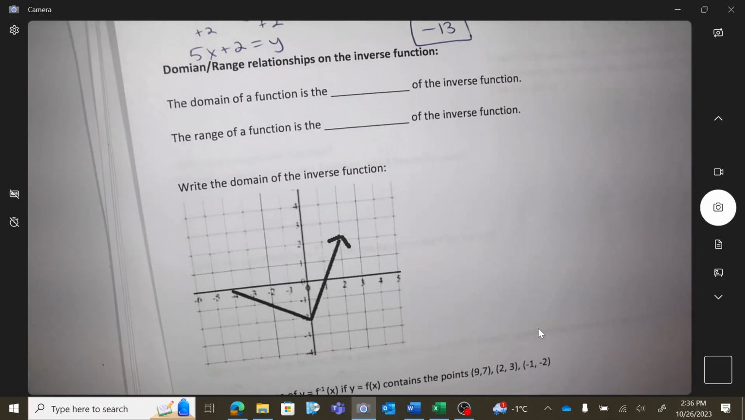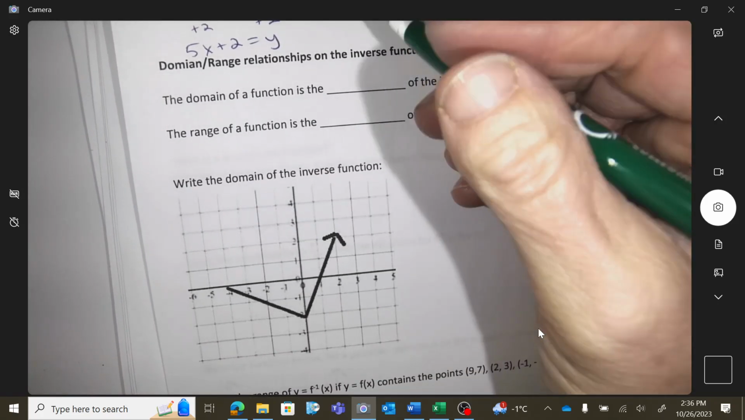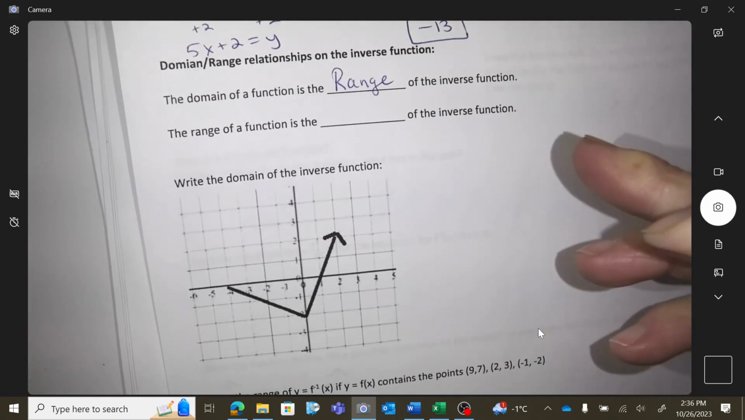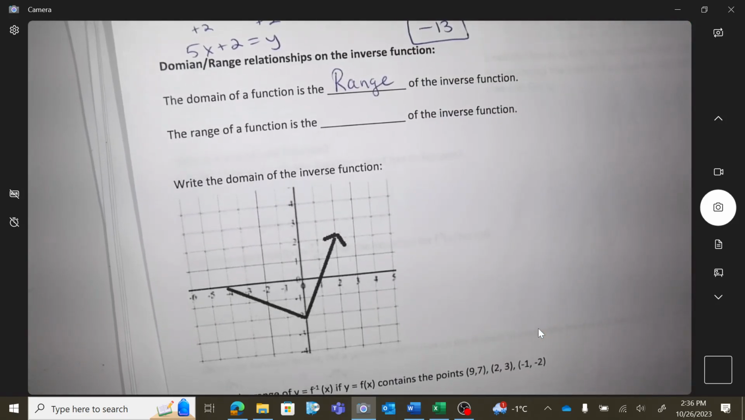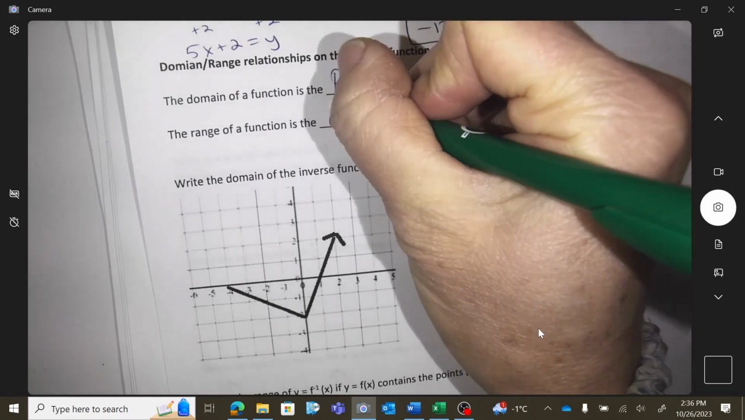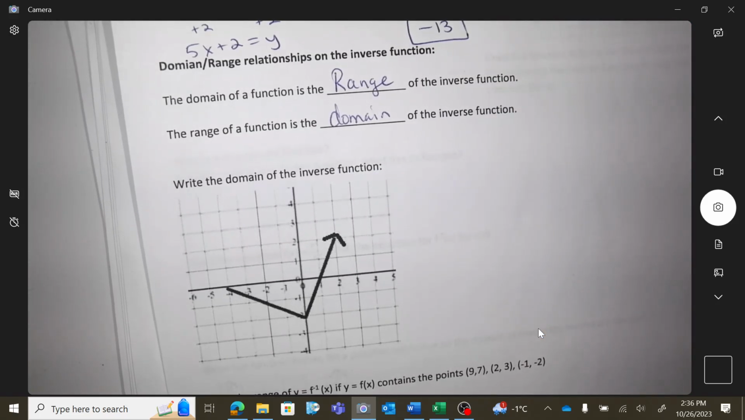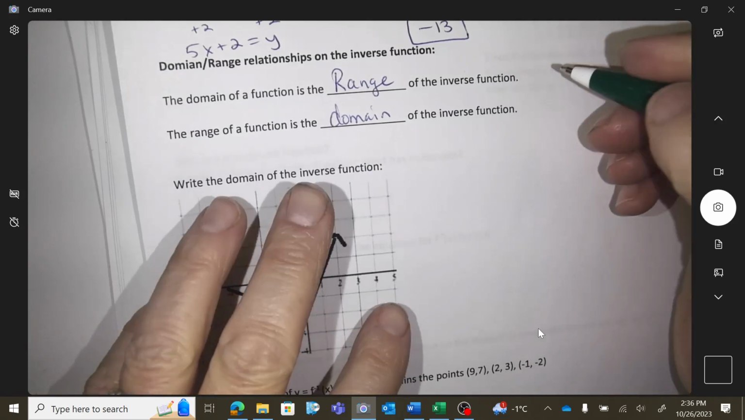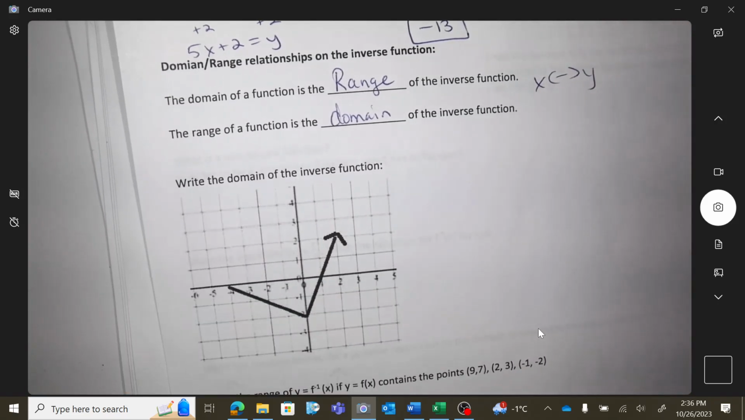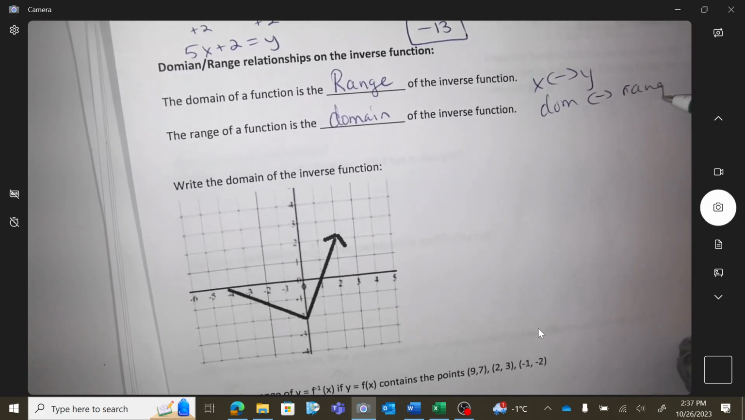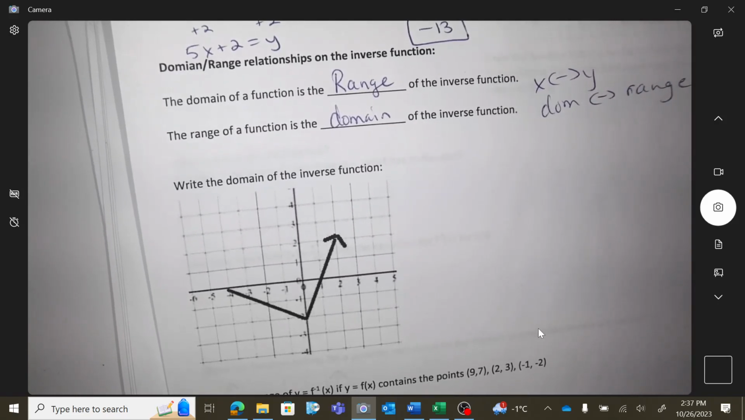Okay, so we already know this relationship. The domain of the function is the range of the inverse, and the range of the function is the domain of the inverse, right? They just switch places. X and y switch, therefore domain and range get switched. That's what's going on.